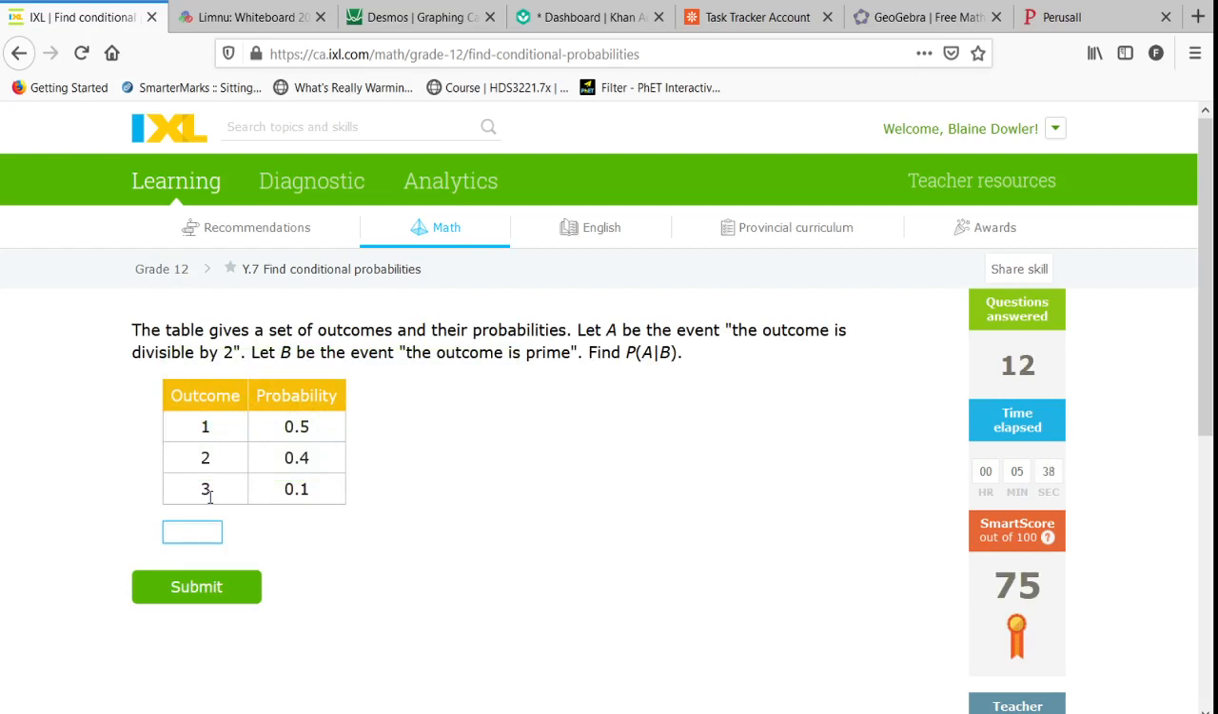Again, a different format. Now we've got the probability tables. So A: outcome is divisible by 2. The number 2 is the only one that satisfies A. And B: the outcome is prime. Again, that's 2. But B could also be 3. So the probability of A given B is 0.4 divided by 0.5, because B could be 0.4 or 0.1, we add them for 0.5. 0.4 divided by 0.5 is 0.8.